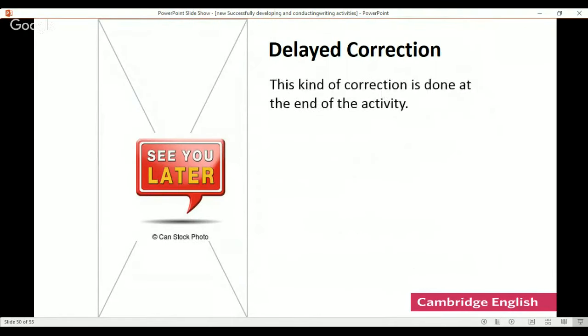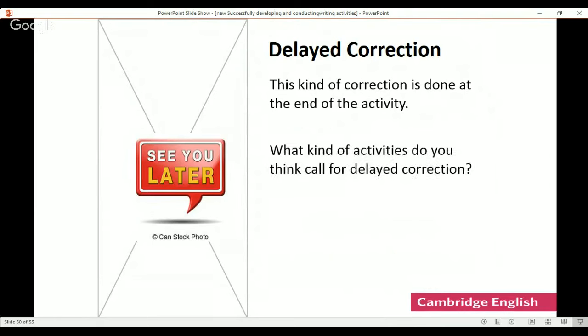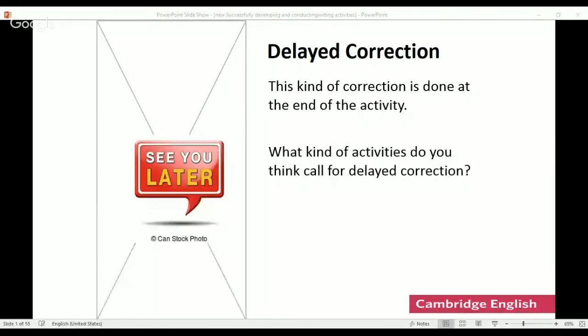Delayed correction. This kind of correction is done at the end of an activity. What kind of activities do you think call for delayed correction? Switch to your live webinar tab and vote for the activity that you think is right. So do you think it is fluency-focused activities that call for delayed correction or accuracy-focused activities?